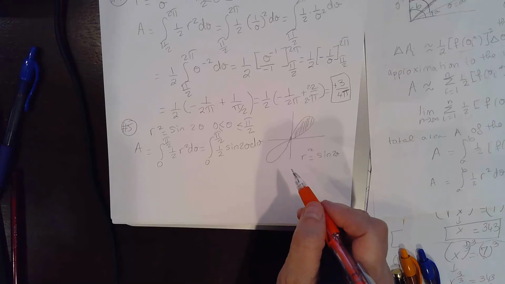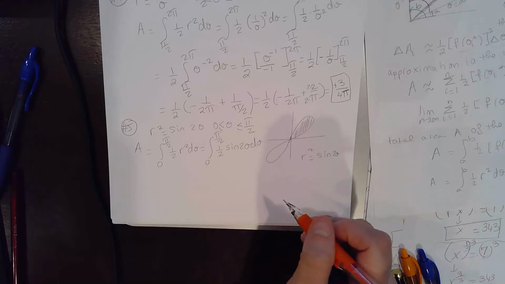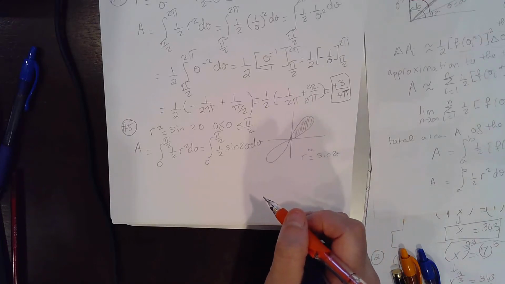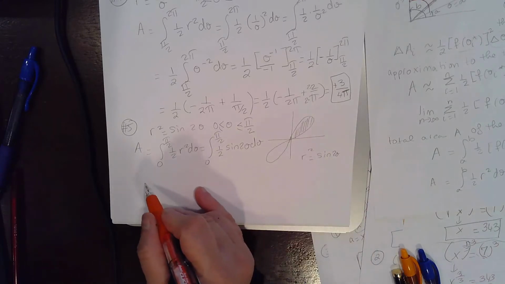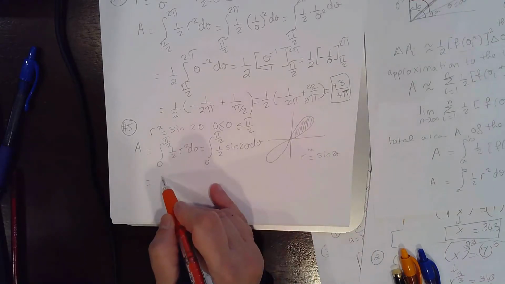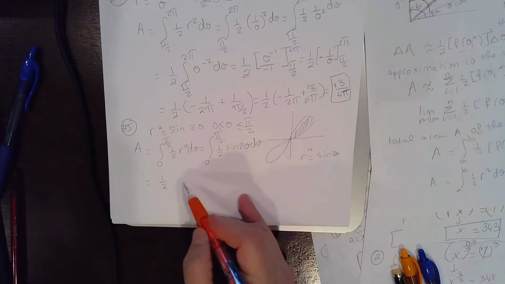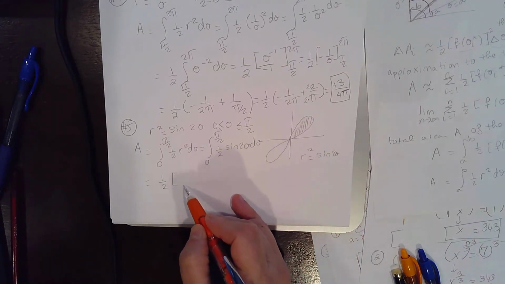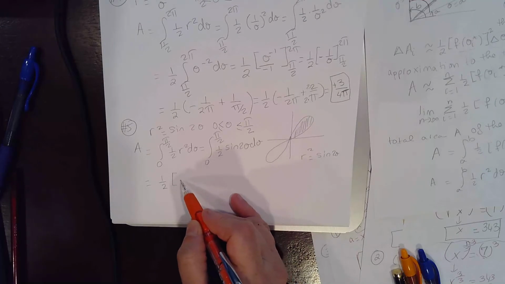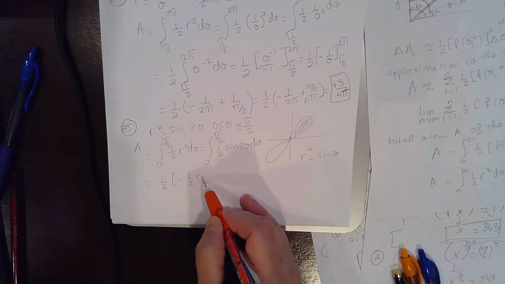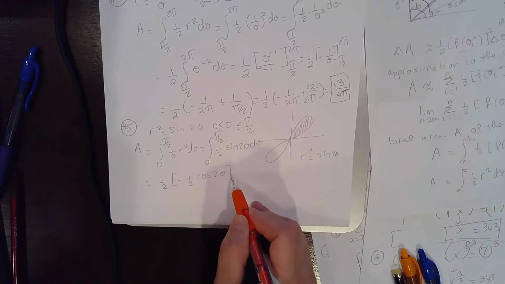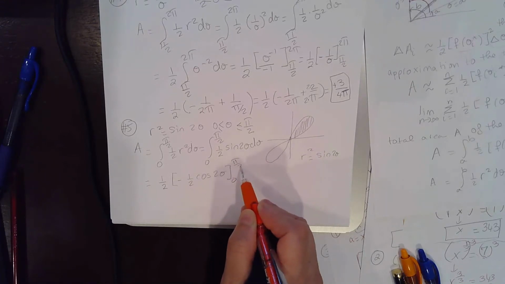Now we can easily integrate this. What would that give us? Well, you can pull out the 1/2. What is the integral of sine 2 theta? Sine 2 theta is negative, right? 1 over 2 cosine 2 theta, 0 to pi over 2.